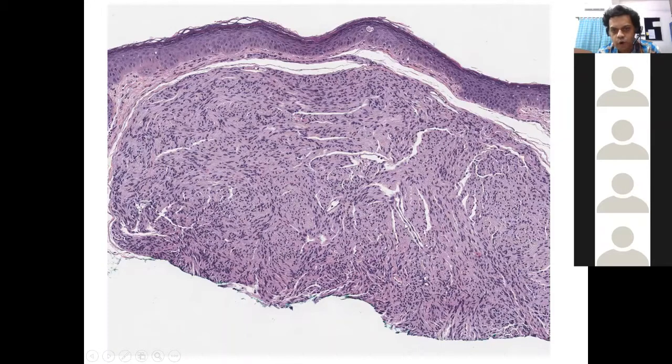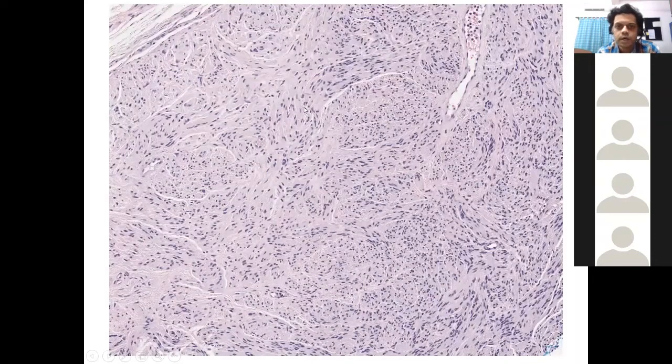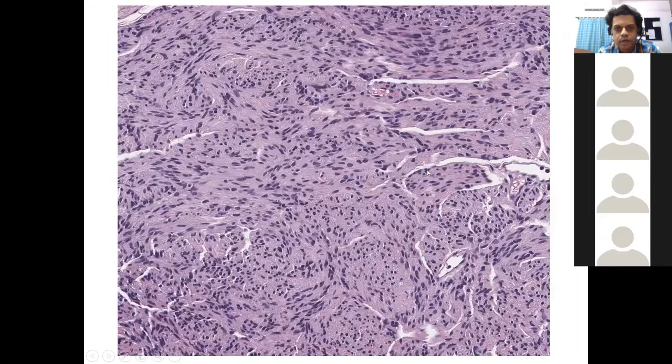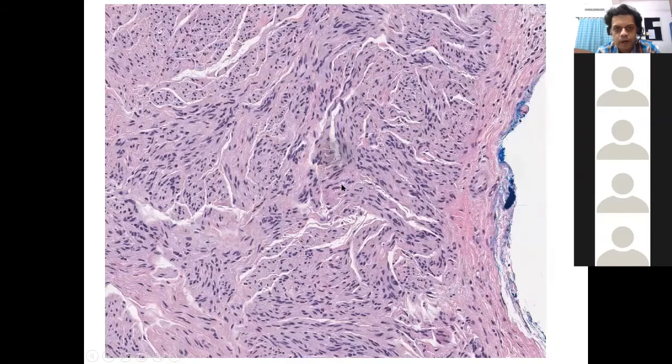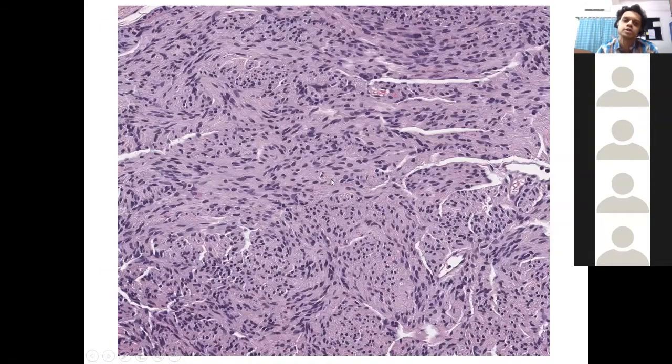It's in small holes and in packets, spindle cells. What you see is there's a lot of clefting going on in between the individual packets. Also, there's a lot of clefts which are probably not artifactual, as we'll see. At a higher power, you see these spindle cells growing in holes all over, and then you have got these spaces, these clefts actually here. So this clefting spaces with the packets or the holes of these spindle cells are what is seen in this particular tumor.